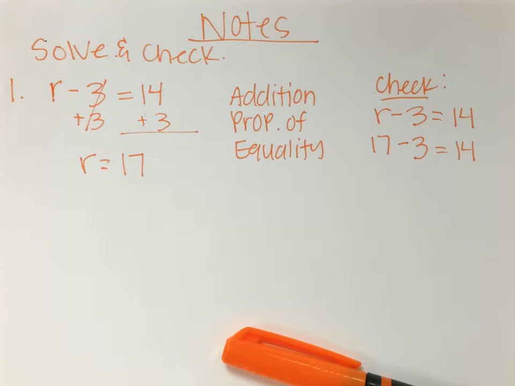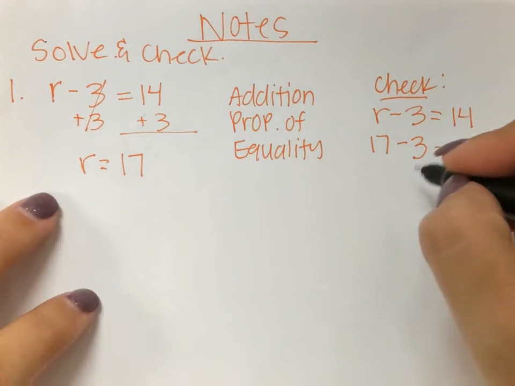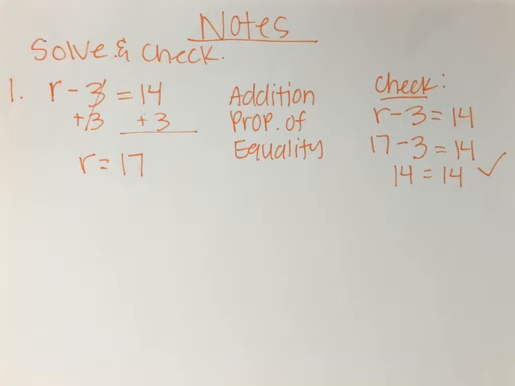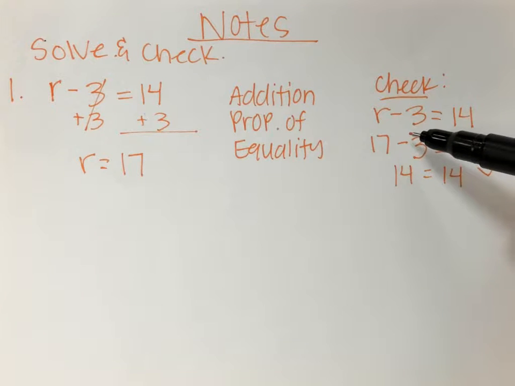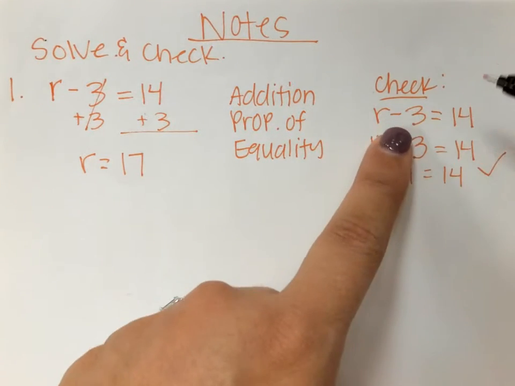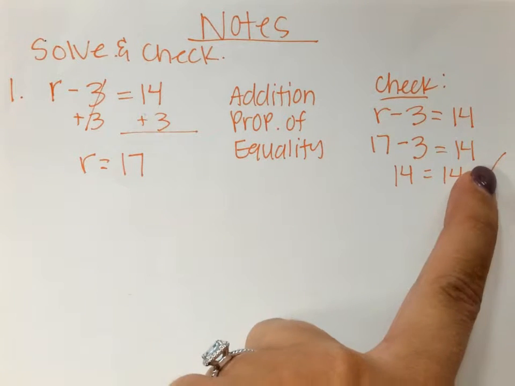So what is 17 minus 3? 14. Is 14 equal to 14? Yes. So I know that r is really equal to 17. My answer is correct. You're solving this side of your equation to check it. Because remember, anything that's on the left-hand side of my equation should always be equal to the right side. So I plug in my answer for r to see if the left-hand side really equals the right-hand side.